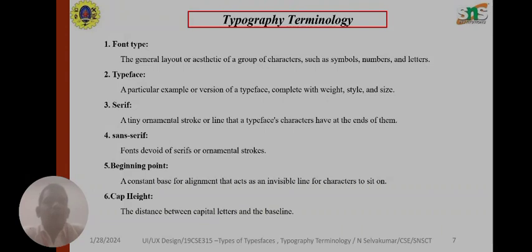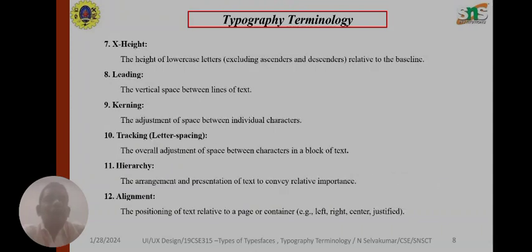Baseline: a constant base for alignment that acts as an invisible line for characters to sit on. Cap height: the distance between capital letters and the baseline. X height: the height of lowercase letters, excluding ascenders and descenders, relative to the baseline. Leading: the vertical space between lines of text. Kerning: the adjustment of space between individual characters. Tracking, or letter spacing: the overall adjustment of space in a block of text. Hierarchy: the arrangement and presentation of text to convey relative importance.